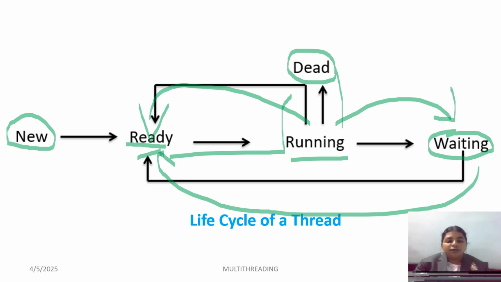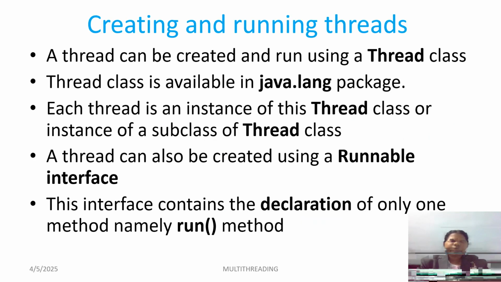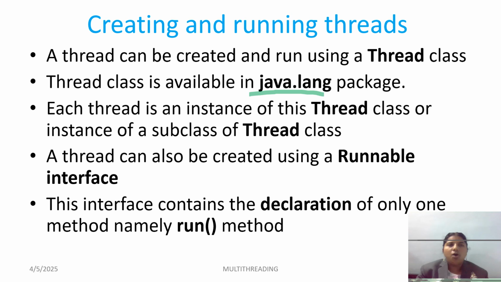Several threads can run together. However, they can be synchronized based on the resource requirements. Moving to the topic on creating and running threads. A thread can be created and run using the thread class. The thread class is available in the java.lang package. Each thread is an instance of this thread class or instance of a subclass of the thread class.